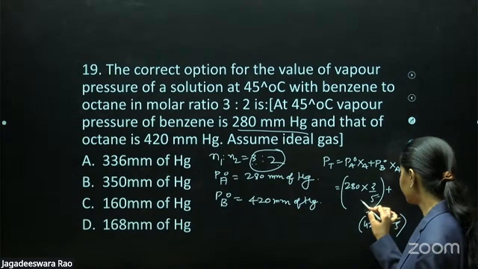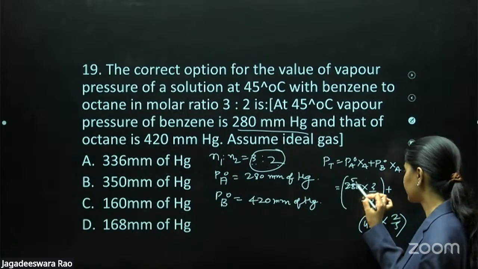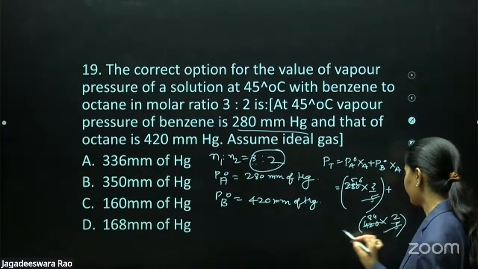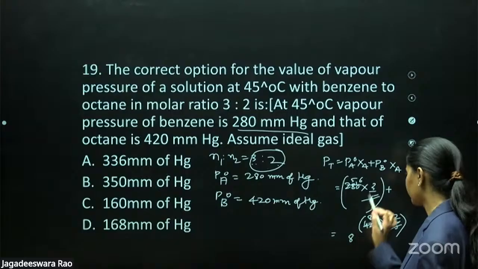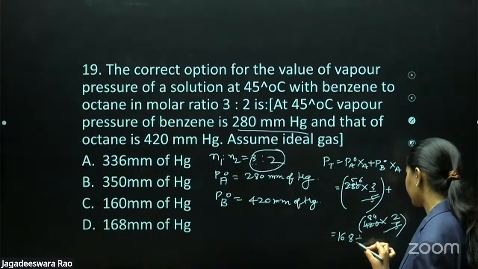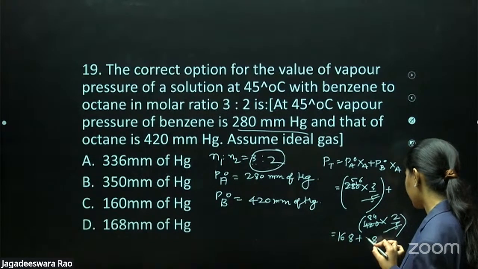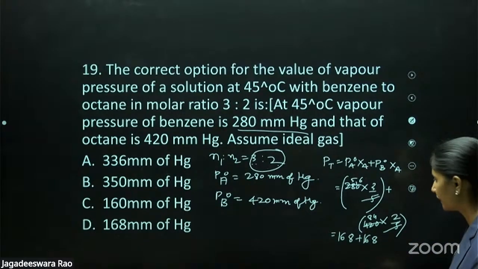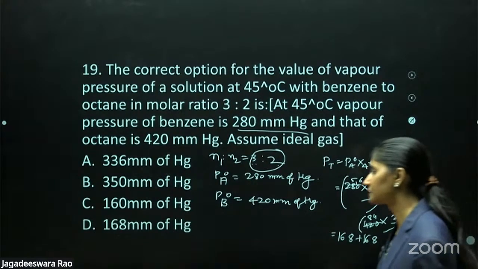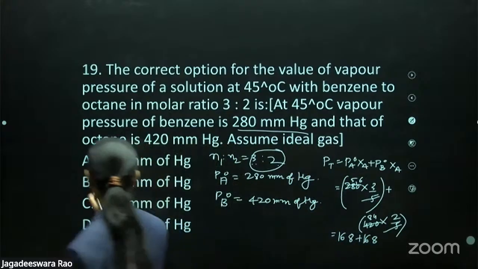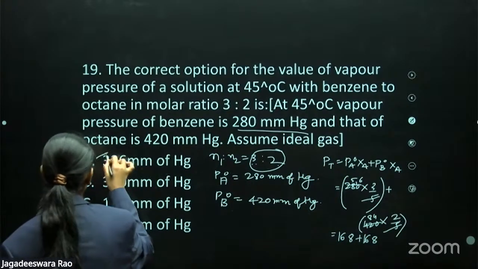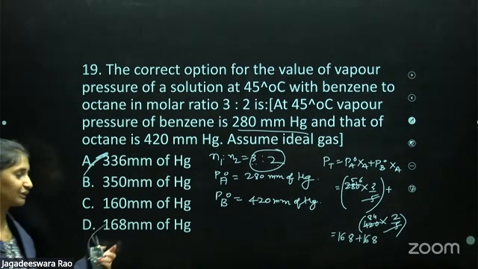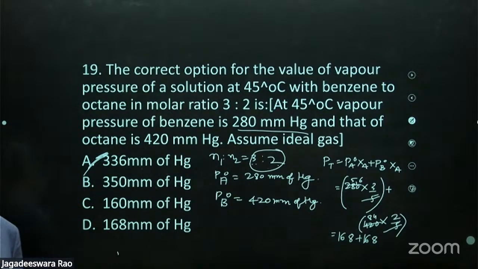So now we'll do 2 ones are 2, 5 5s are 25, 3 56 3s are. Okay. So I got 168 plus 168. I think 168 plus 168 is nothing but 336 millimeter of mercury. See, there is one option which is 168 millimeter of mercury also. They just kept it. Okay.